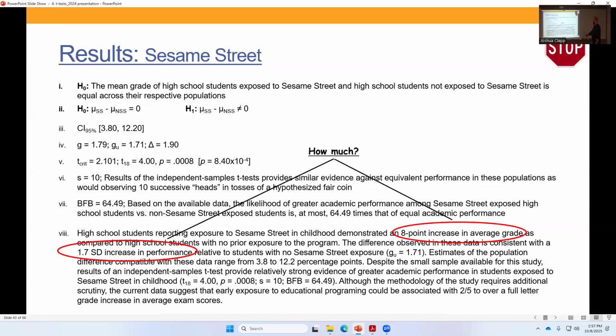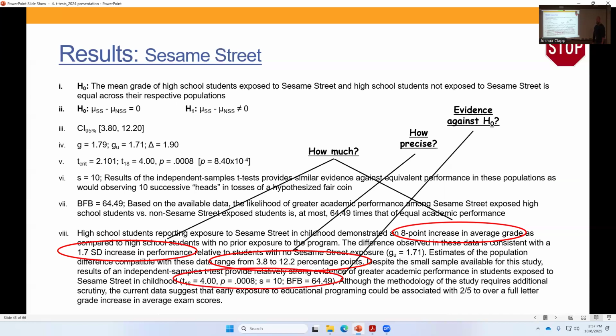Despite the small sample available for the study, results of an independent sample t-test provide relatively strong evidence of greater academic performance in students exposed to Sesame Street in childhood, right? T, P, S, Bayes factor, just listing all those out, okay? Here I'm telling you how precise, and here talking about evidence against the null. Although the methodology of the study requires additional scrutiny, the current data suggests that early exposure to educational programming could be associated with 2/5 to over a full letter grade increase in average exam scores.